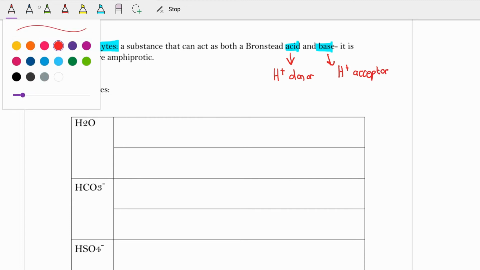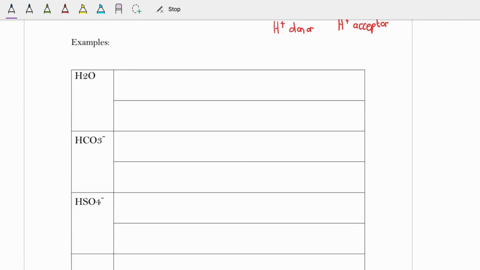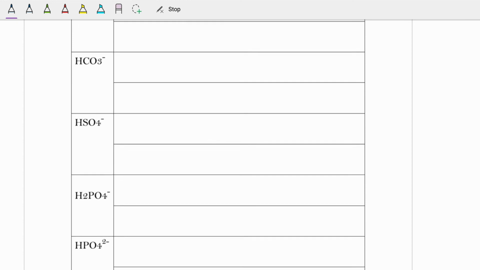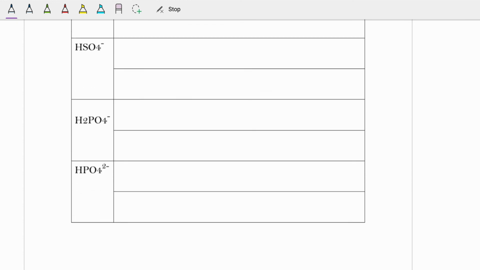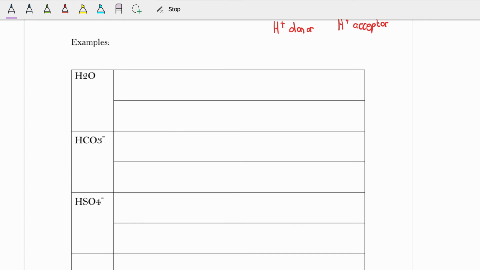Okay, so let's jump into the examples and see how we can now apply the theory here. All these substances here are examples of ampholytes, so they can either act as an acid or as a base. For example, if I take water and react it with a base, then automatically the water is going to act as an acid, right?